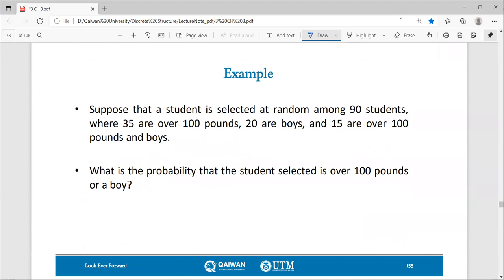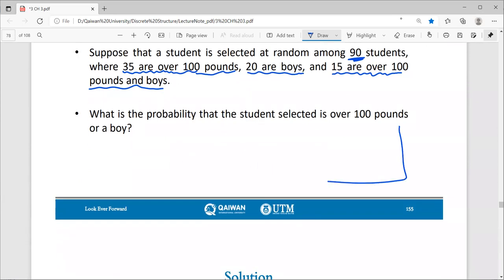Here you have another example. It says, suppose that a student is selected at random among 90 students. We just select only one student, so we don't need to use combinations. Among these 90 students, we select one student, where 35 are over 100 pounds, 20 are boys, and 15 are over 100 pounds and boys.